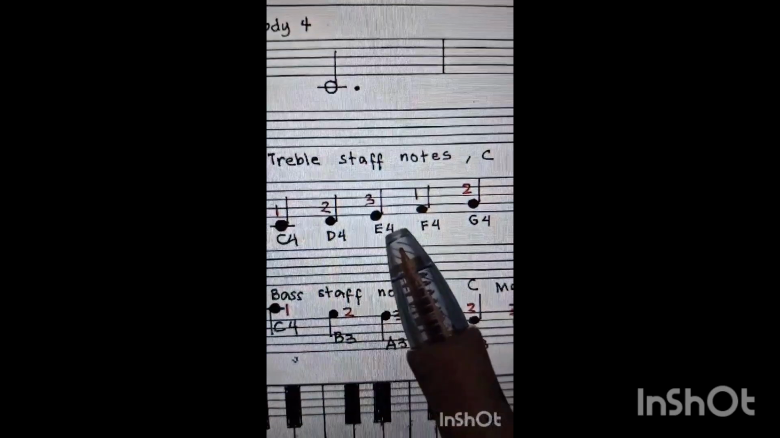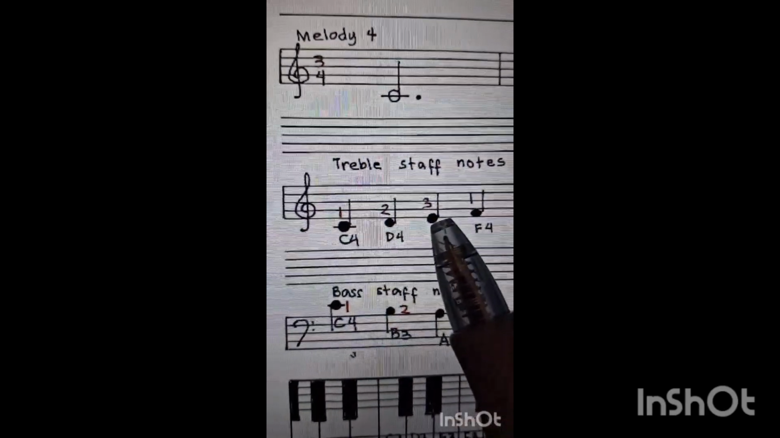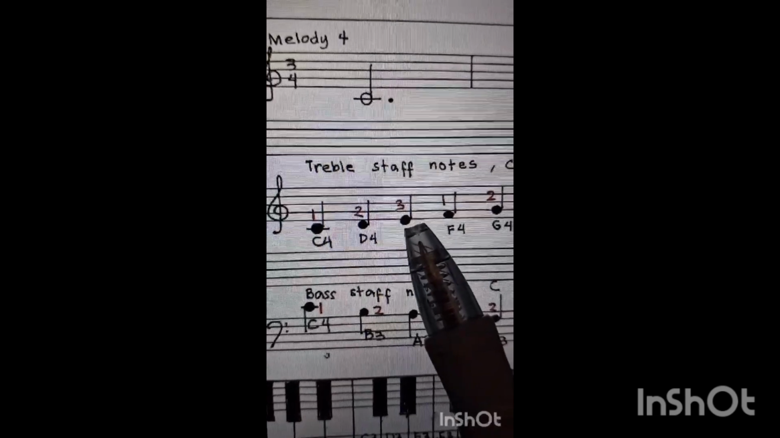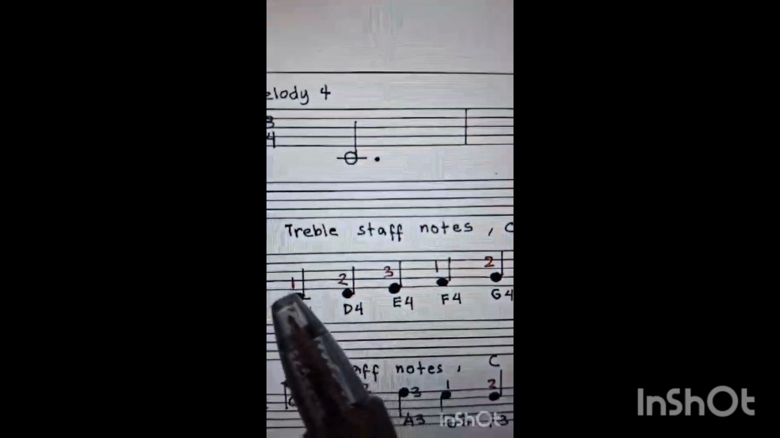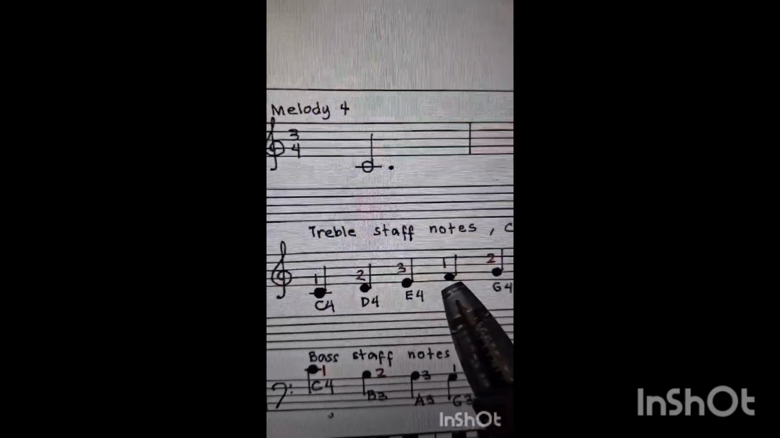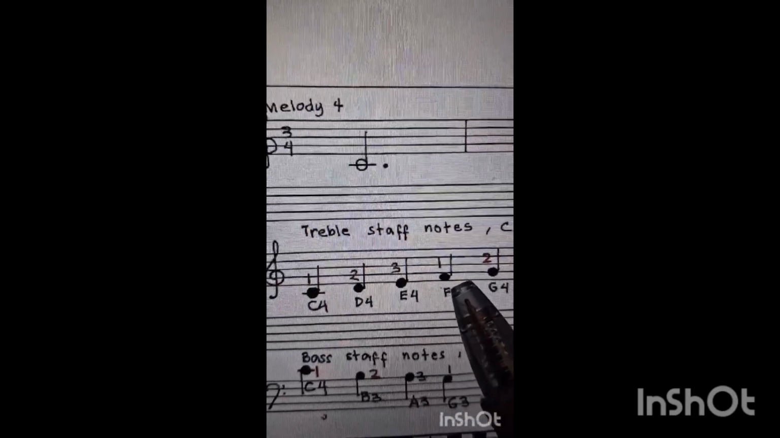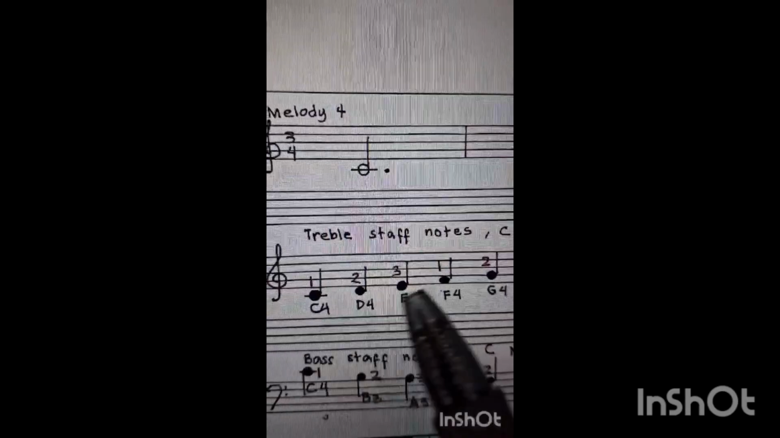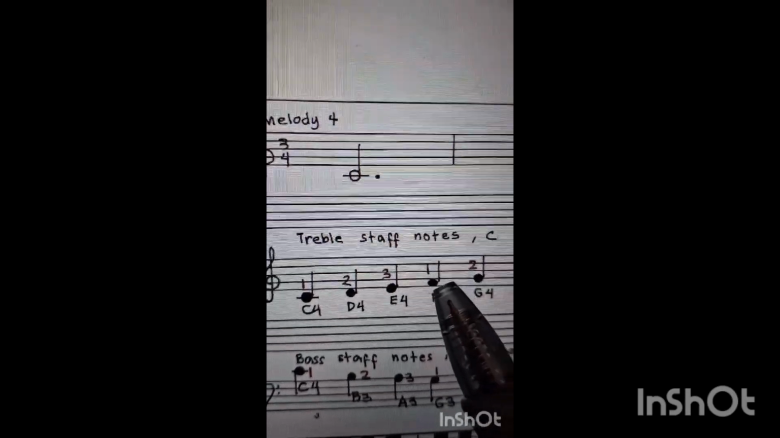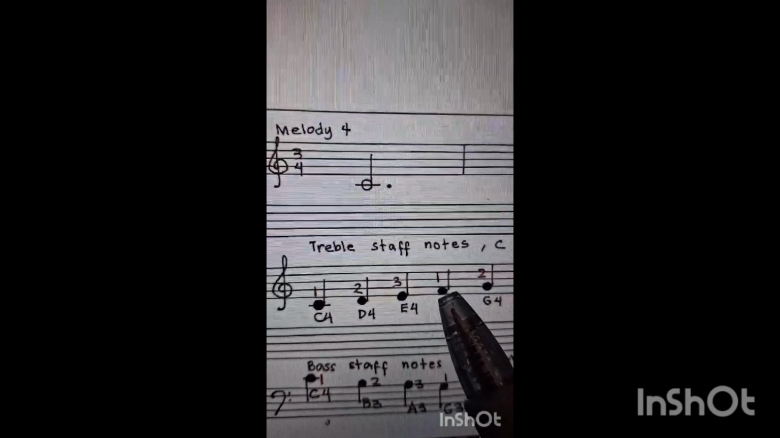Then middle E is on the first line of the treble staff on the low part, and it's right here. Okay. So we have line note, space note, line note, and therefore the next note, which is middle F, is a space note because it alternates. Are you getting me so far? So middle F is a space note, and it's right here.